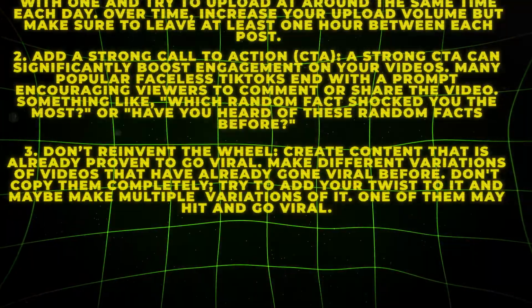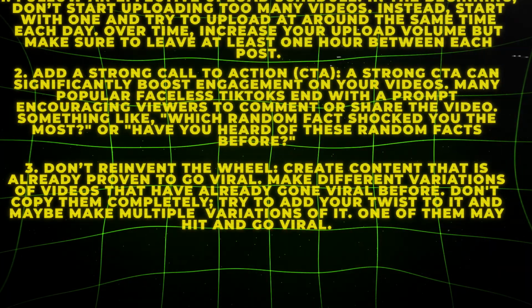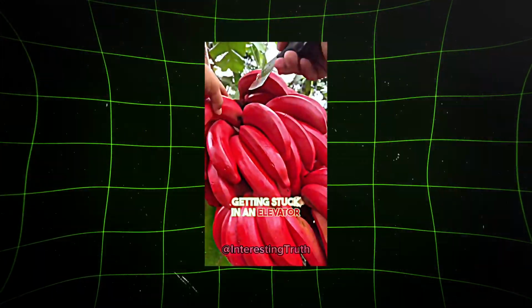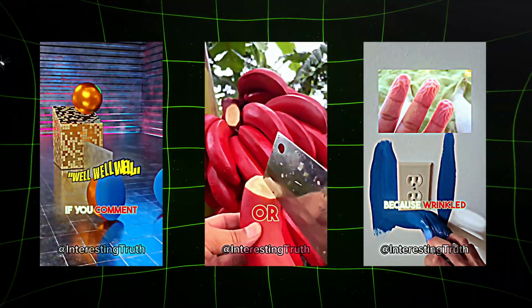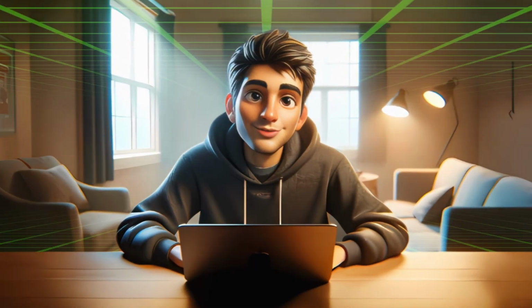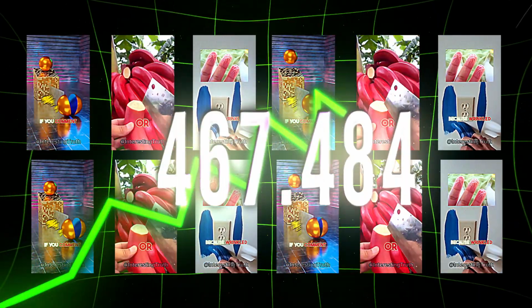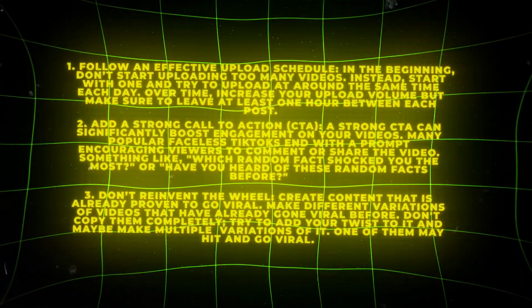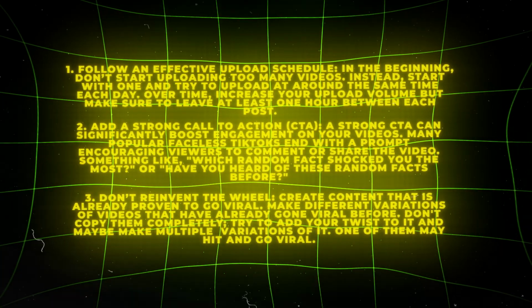3. Don't reinvent the wheel. Create content that is already proven to go viral. Make different variations of videos that have already gone viral before. Don't copy them completely. Try to add your twist to it, and maybe make multiple variations of it. One of them may hit and go viral. With these tips, you can optimize your videos for maximum reach and engagement.